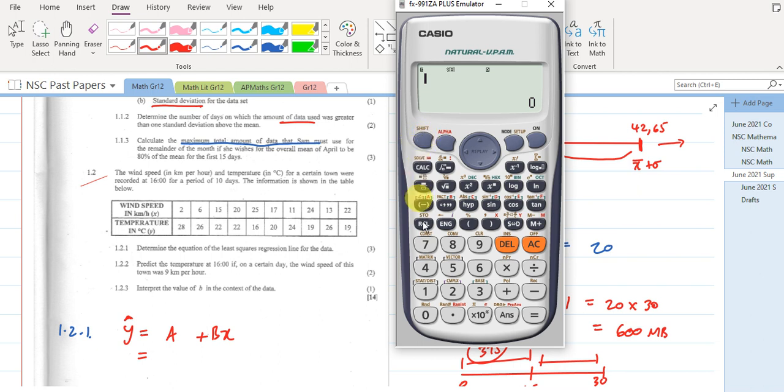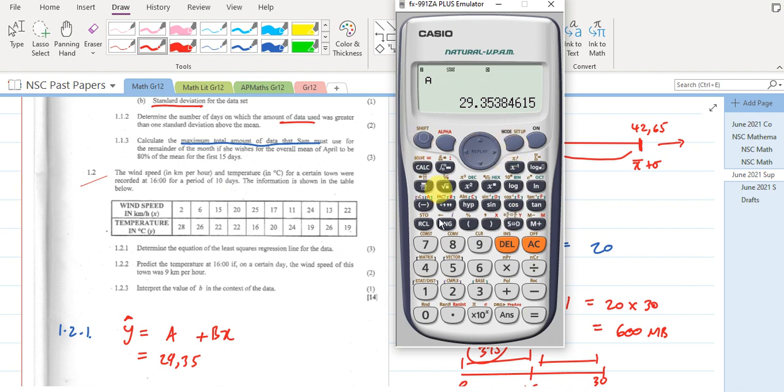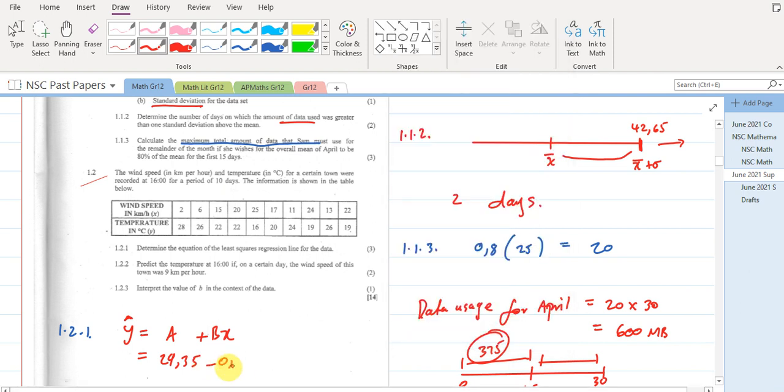Shift, we go to stat, we go to regression 5, and select 1. It will give you the y-intercept, which is 29.35. We don't know whether it's plus or minus yet. So let's work out B. Shift 1, regression 5 and select 2, and the value for B is negative 0.46.